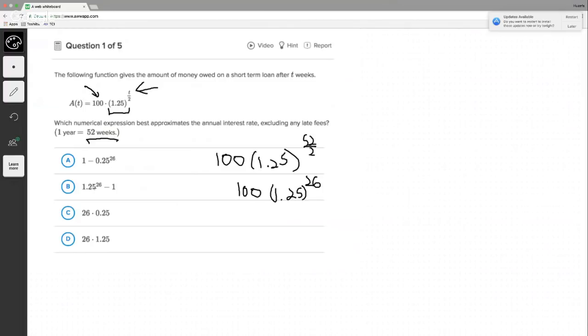I'm a little confused. 125, so it'd be 25%. And they want it as a rate. I'm pretty sure these are definitely wrong. I'm going to kind of go with A, but you know what? I'm not totally sure, so we're going to have to read the explanation.